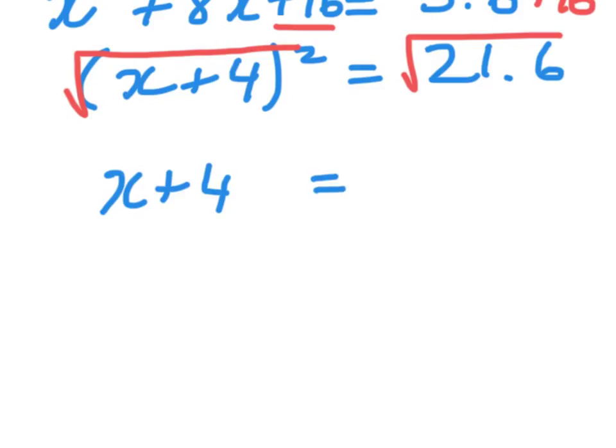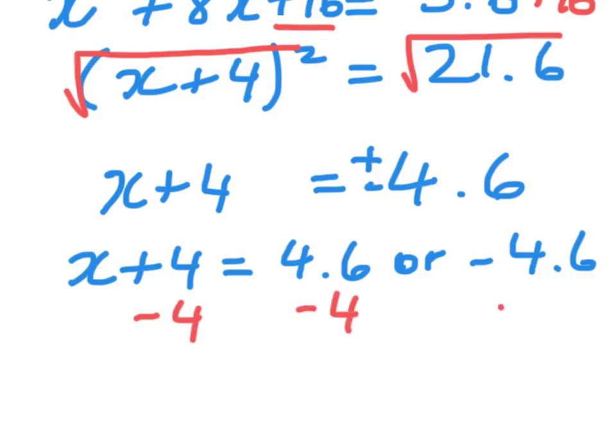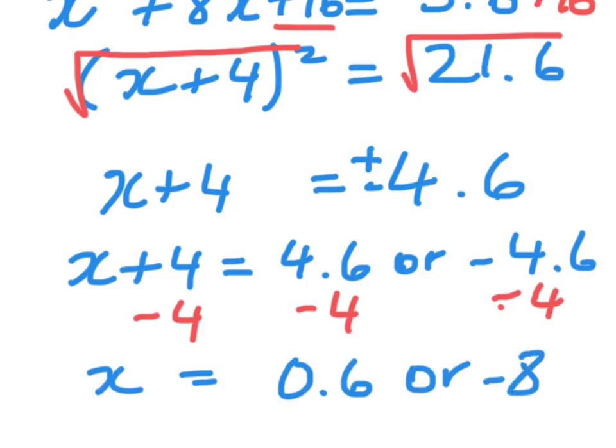If you check that in your calculators, I would say it's about 4.6. Check it in your calculators to see if I'm right. And we have our plus or minus. So we get x plus 4 equals 4.6 or minus 4.6. And then we subtract 4 from each side. That's my daughter screaming in the background there. Better go and see what's wrong. So x equals 0.6 or minus 8.6. And there's your solutions.